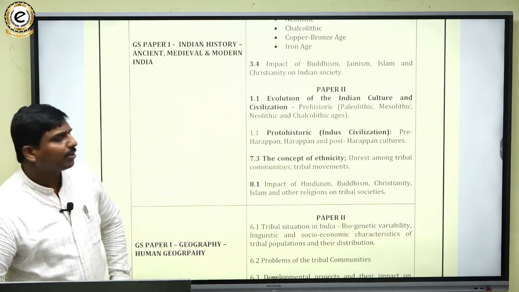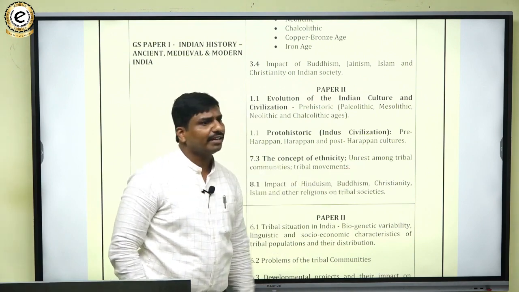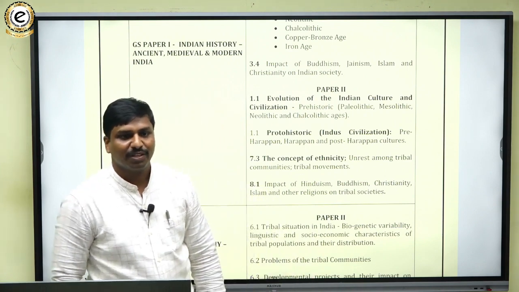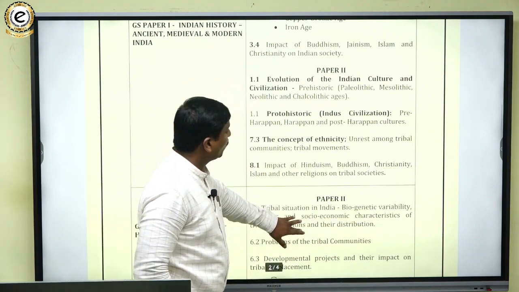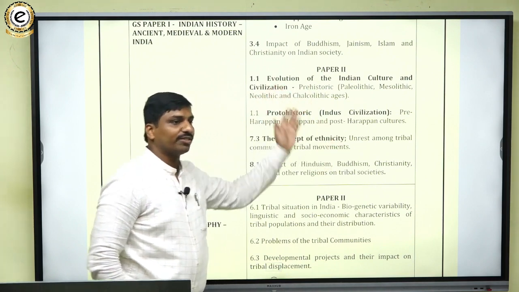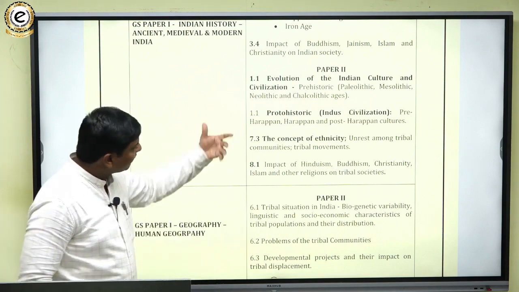So in anthropology also, we will have that portion, unrest among tribal people and tribal movements. So if you read there, it will be helpful here also, right? Likewise, in a similar fashion, these are the overlapping portions with the history section, okay? So you will read them, okay?